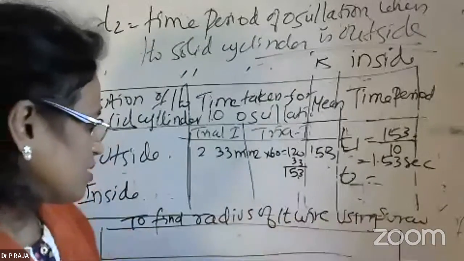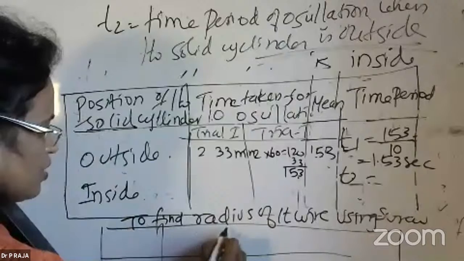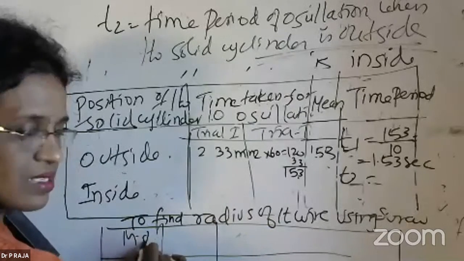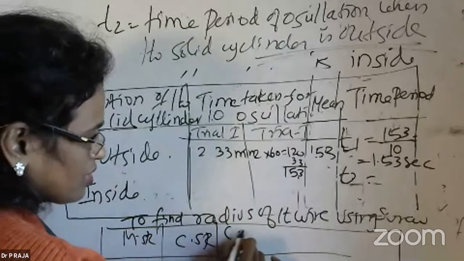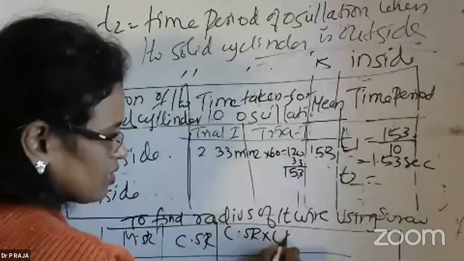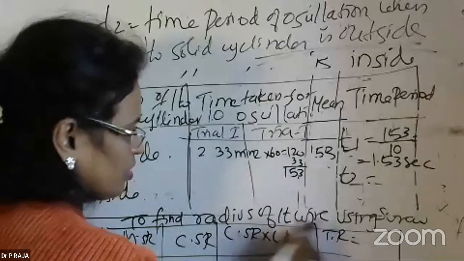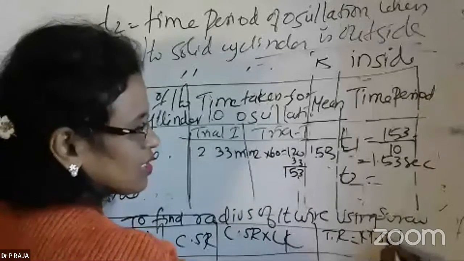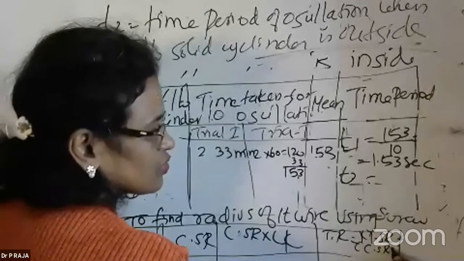Okay, screw gauge, and then you will draw this one, right? Main scale reading, circular scale reading into least count. Okay, and then the total reading will be your main scale reading plus CSR into least count.